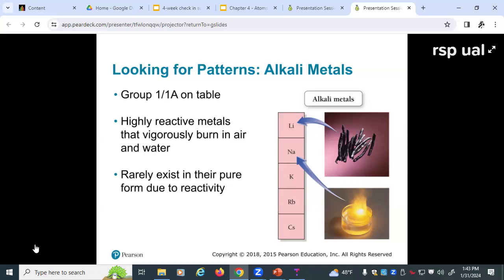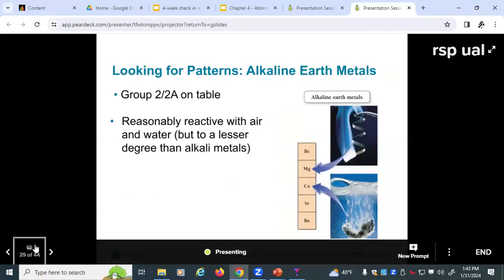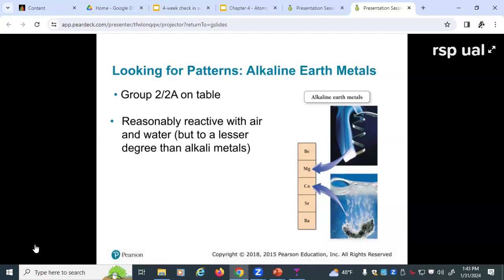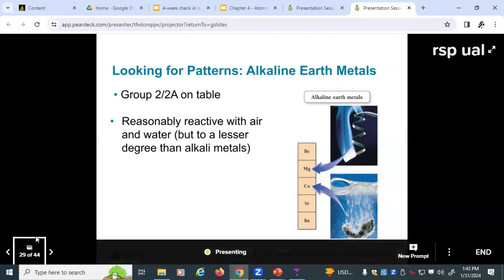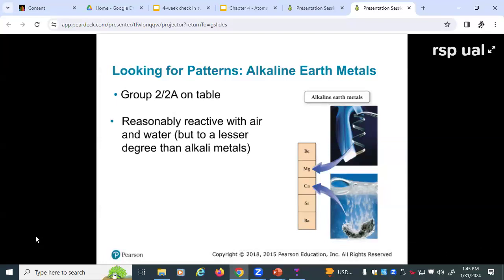When they burn, it's a pretty vigorous reaction. Group 2, the alkaline earth metals. What we see in the alkaline earth metals is a very similar kind of description. They react with the air, they react with water. We generally don't find them in their natural pure elemental form.